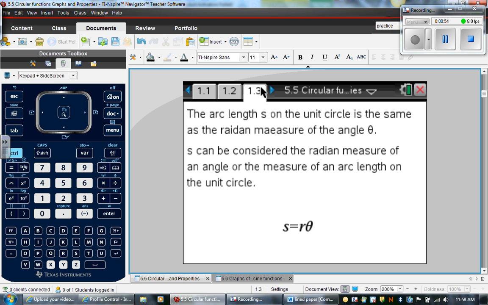Okay, so this is just a reminder from last lesson. We did talk about arc length. The arc length S on a unit circle is the same as the radian measure of the angle theta. We call it a central angle. S can be considered the radian measure of an angle or the measure of an arc length on the unit circle. So we will be using this formula once again, S equals R times theta. S being the arc length, R being the radius, and theta being the angle in radians.